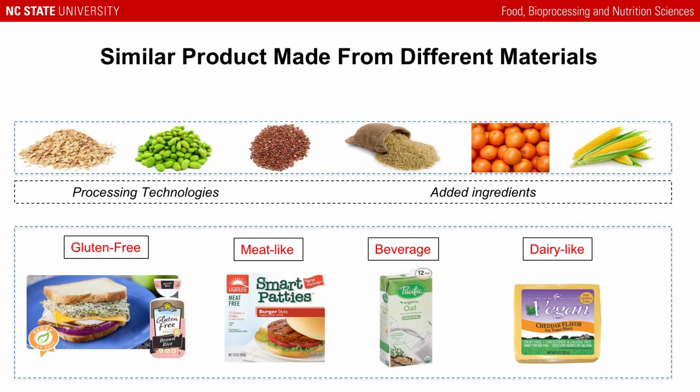The very last bit is talking about similar products made from different materials. So on the market right now, you know, you've got gluten-free bread, you've got vegetable protein-based burgers, you've got the beverages, you've got vegetable-based dairy-like products, okay?